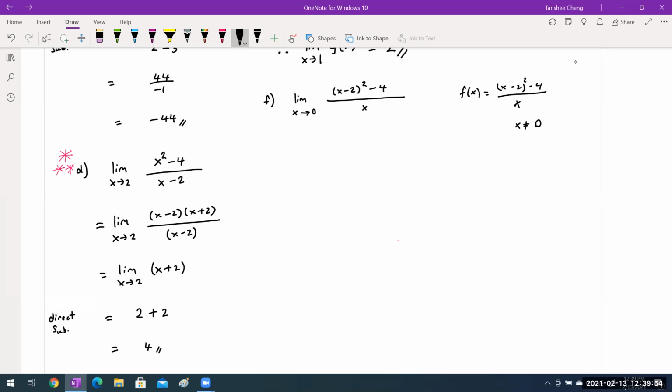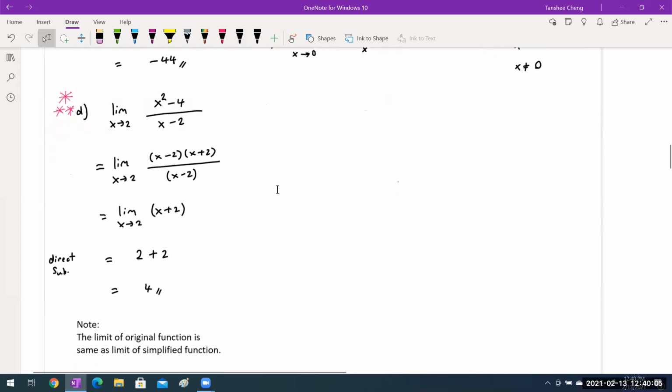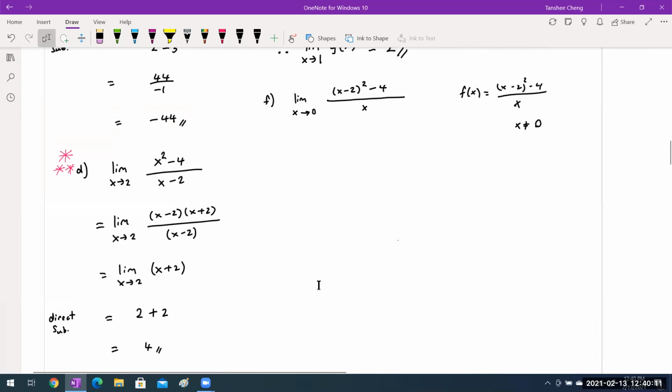From example D, we already saw one case before. So now the question comes up, hey, can I simplify this? Because from example D, we know that the limit of the original function is the same as the limit of the simplified function. So now let's try to simplify this function and see what we get.